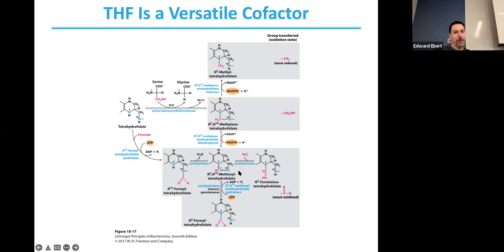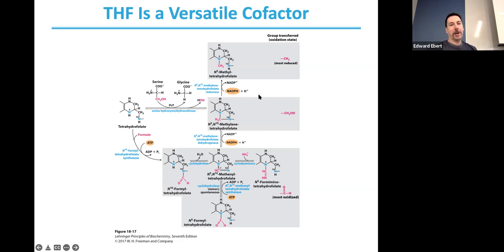I'm not going to make you know this ahead of time or anything crazy, but you may get some question that I'd say, well, suppose there's a defect in the N5,N10 methylene tetrahydrofolate dehydrogenase. What would you expect to happen there? And you'll note that we do have some workarounds in here. We do have a reversible reaction between our tetrahydrofolate and our methylene tetrahydrofolate. But we can also convert directly into these other components in here.